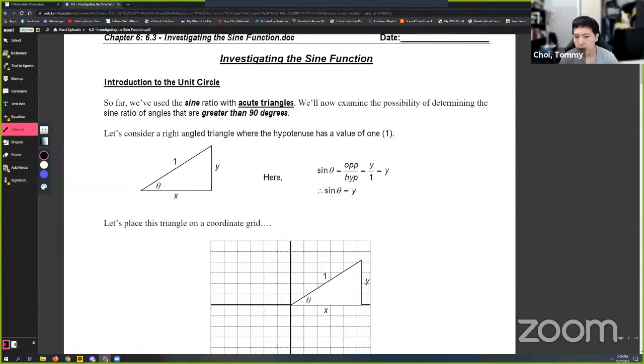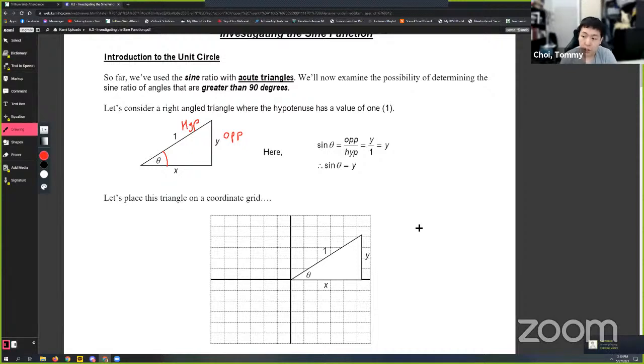So let's consider a right angle triangle where the hypotenuse has a value of 1. This section in red is a length of 1. If we call the horizontal side x and the vertical side y, the opposite over hypotenuse is y over 1. So if this is theta, this is opposite, this is hypotenuse, our sine ratio would be y over 1, which simplifies to sine theta equals y. The reason this is important is because it relates our sine ratio not just to a triangle, but to something we call a unit circle.